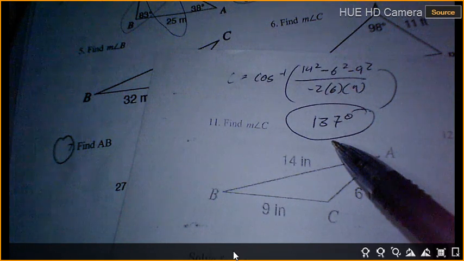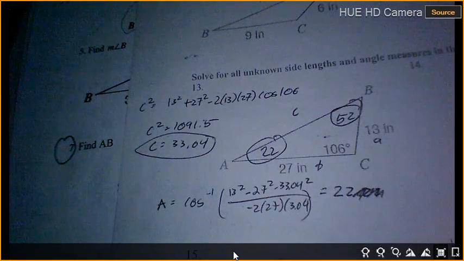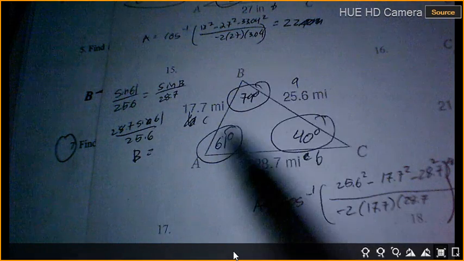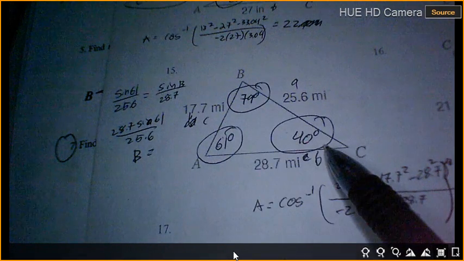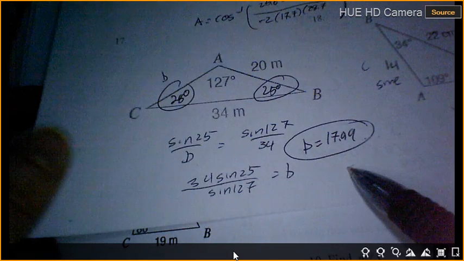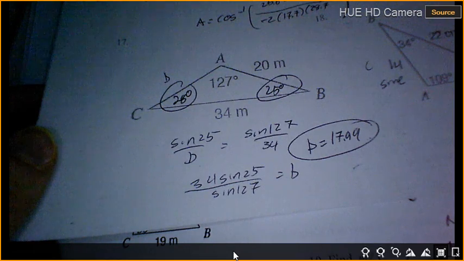13, 15, and 17, you won't have ones like these on the quiz where you have to find more than one thing. 13, you had to find angle 22, angle 52, and C is 33.04. Number 15, the angles are 79, 61, and 40. And number 17, the angles are 28, 25, and little b is 17.99, or you could have put 18. Questions about any of these?